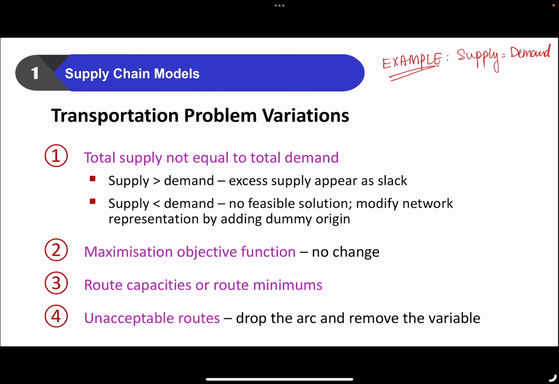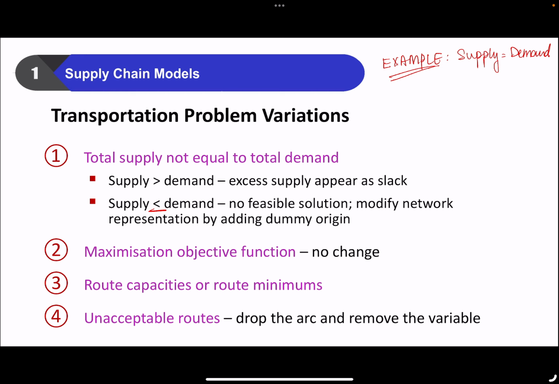However, if the total supply is less than the demand, then the linear programming model of a transportation problem will not have a feasible solution. It's not feasible. I do not have enough goods to provide for the demand.